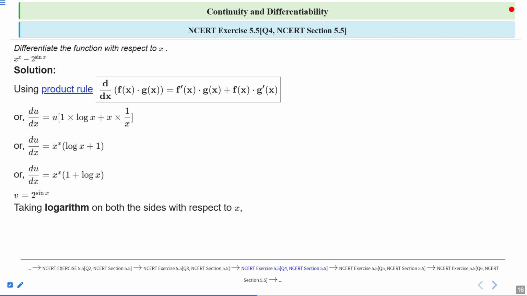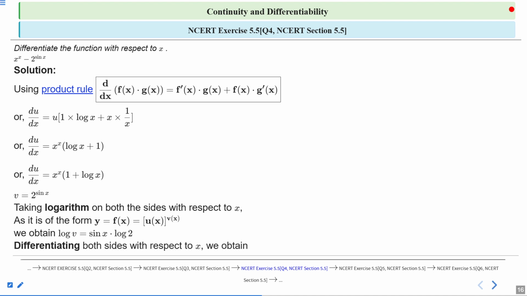Now, taking logarithm on both the sides with respect to x, as it is of the form y is equal to f(x) is equal to u(x) to the power v(x), right? We obtain log v is equal to sine x into log 2. Now, differentiating both the sides with respect to x, we obtain 1 by v into dv by dx will be equal to log 2 into d upon dx of sine x, right? Or dv by dx will be equal to v log 2 into cos x.